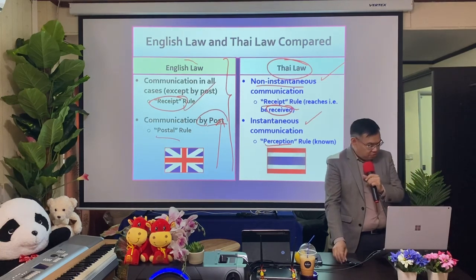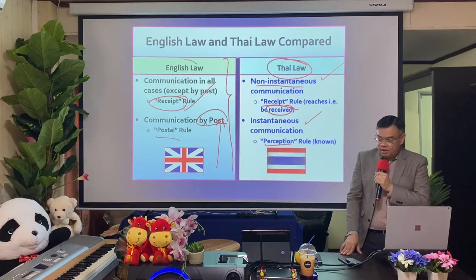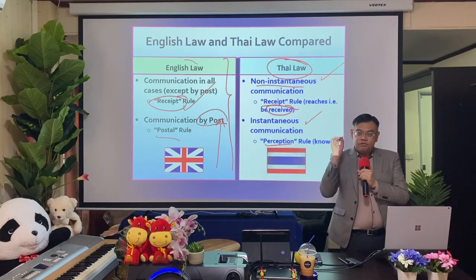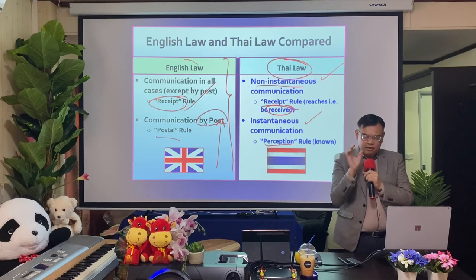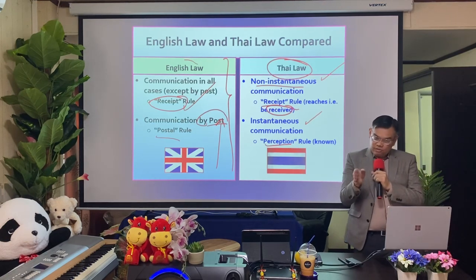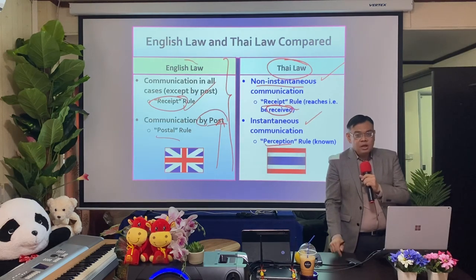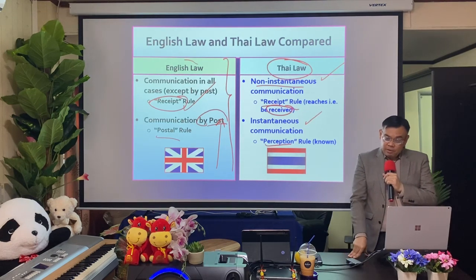So that's it for today. I think you are clear, okay? We have talked about the effectiveness of the declaration of intention, so we know both Thai law and English law. I think that means you now have a clear understanding about this, okay?